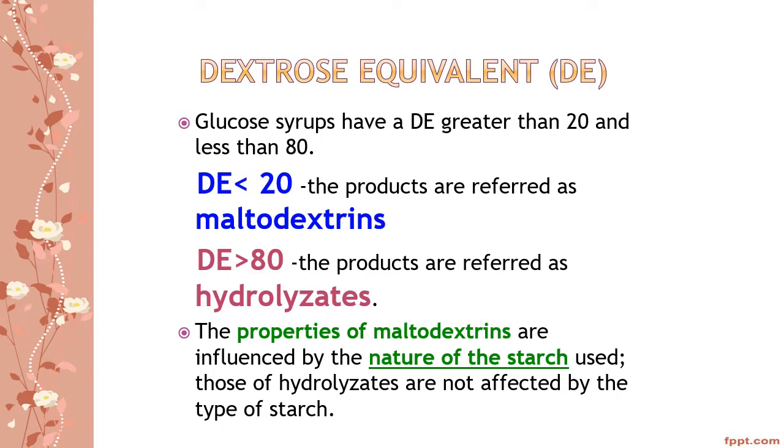This value varies in different types of glucose syrups. Glucose syrups can have a DE greater than 20 and less than 80. For DE less than 20, the products are referred to as maltodextrin, while for DE more than 80, the products are normally referred to as hydrolysates. The properties of maltodextrin are influenced by the nature of the starch used, while those of hydrolysates are not affected by the type of starch. This one depends on the starch, but this one is independent and does not depend on the type of starch used.